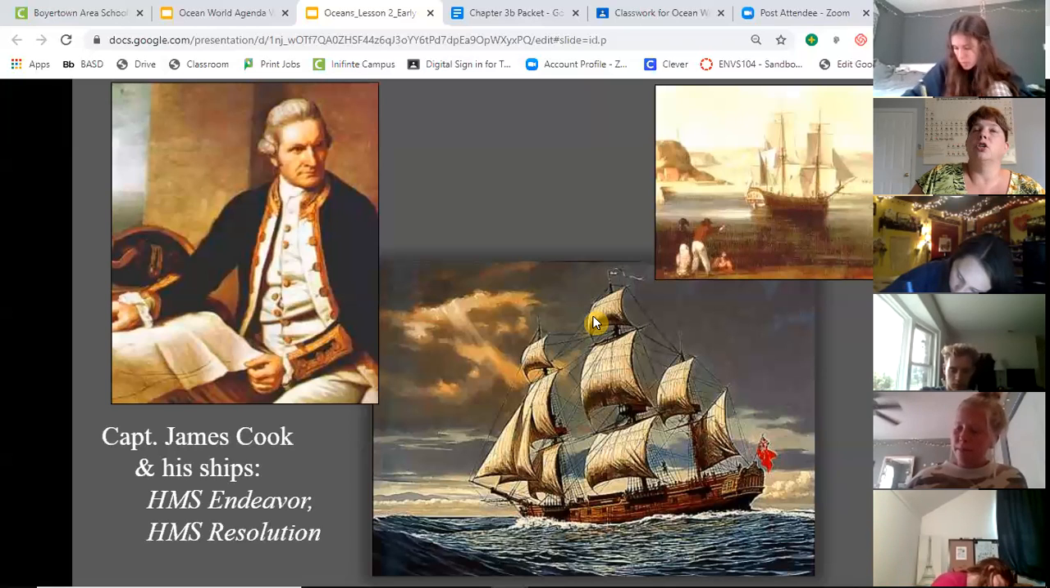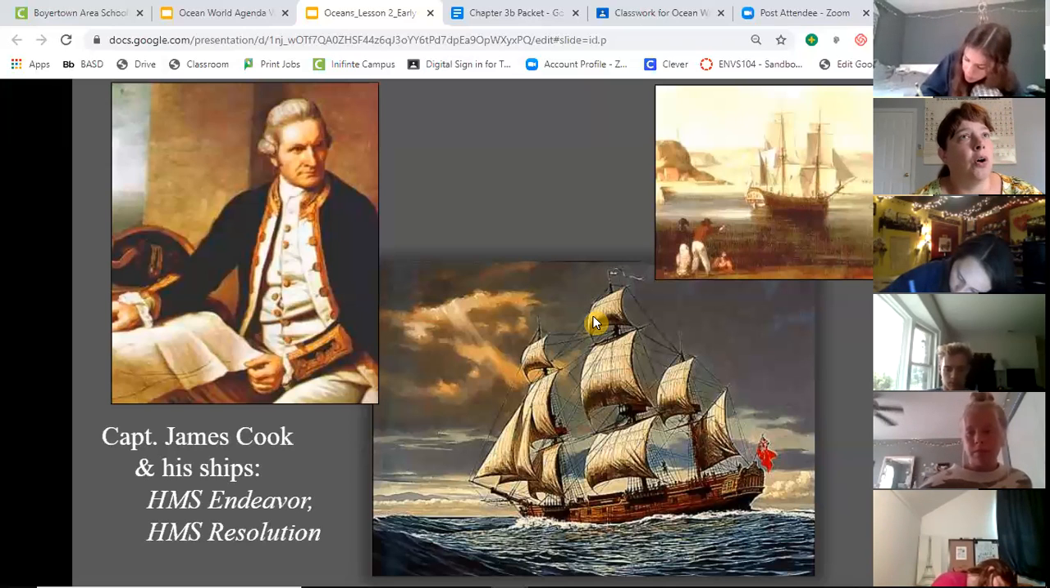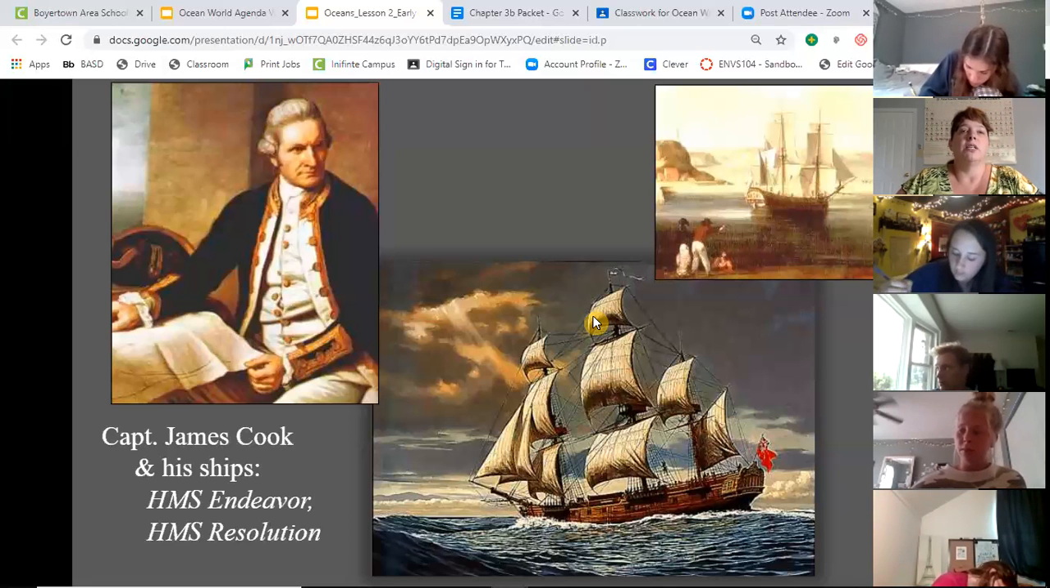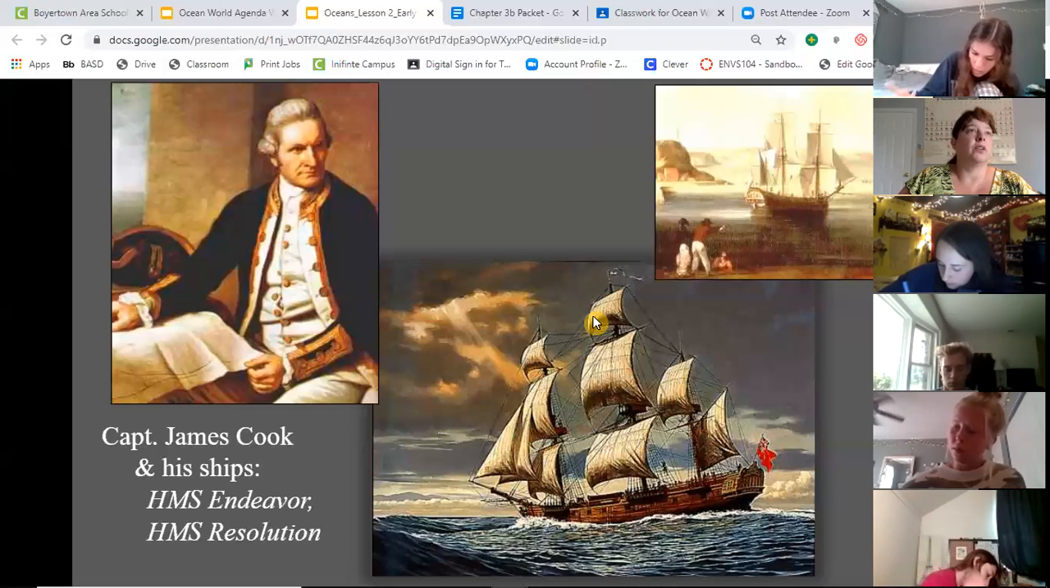So that first voyage took 3 years, and then he didn't wait very long. Within the year, he set off on a second voyage in 1772, which also lasted 3 years. He was credited with finding Antarctica on that voyage.